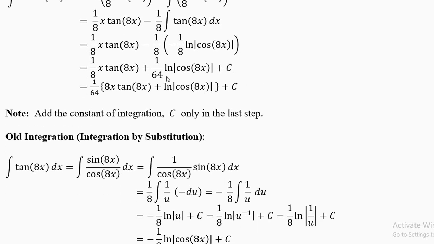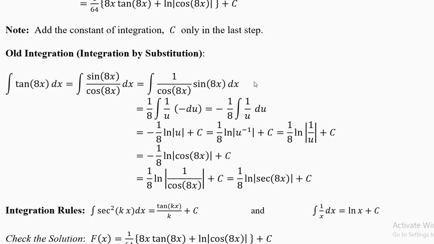Now you can take 1 over 64 common, multiply 8 with here, you will get 8x tan 8x plus ln absolute value cos 8x in the bracket and plus c. Now this is the last question. In the next two videos we'll learn how to use a shortcut for this kind of integrations.